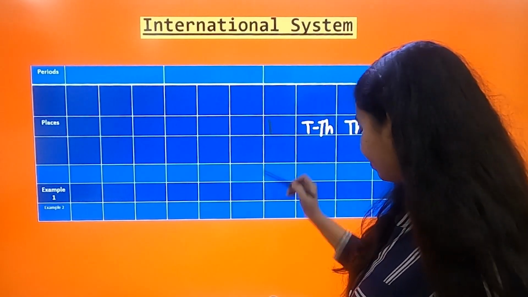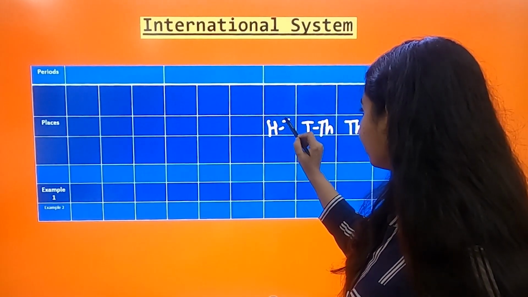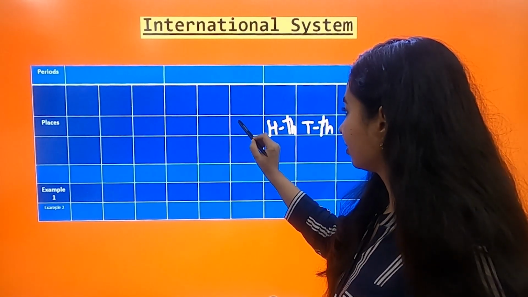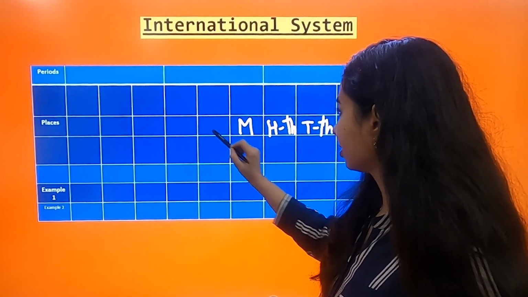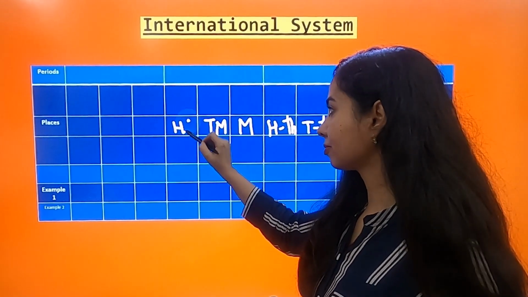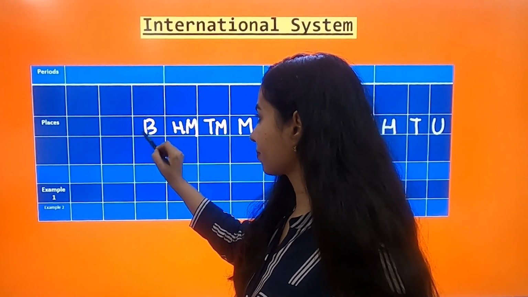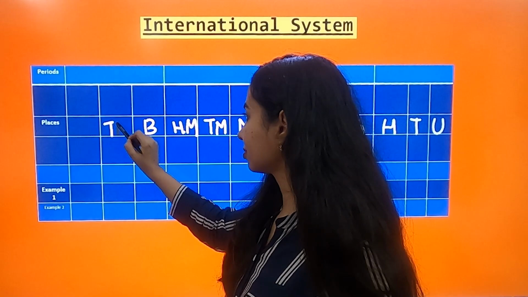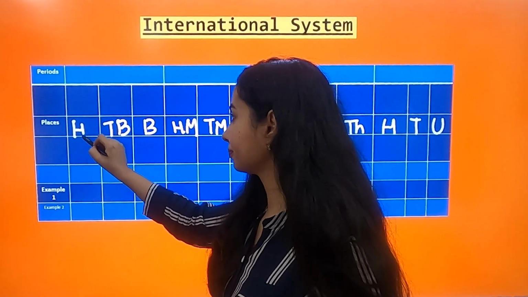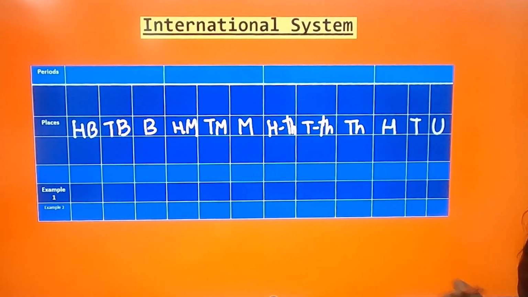10,000, then 100,000, then million, then 10 million, then 100 million, then billion, 10 billion, and 100 billion, right? Let's see which is the number.